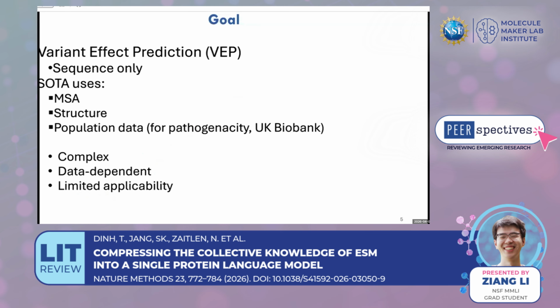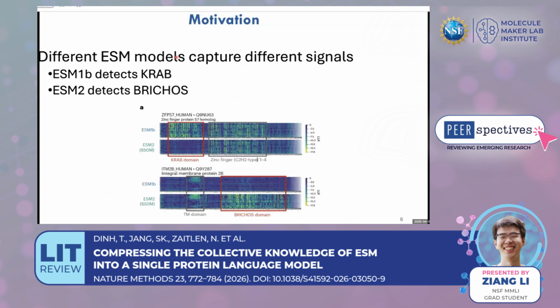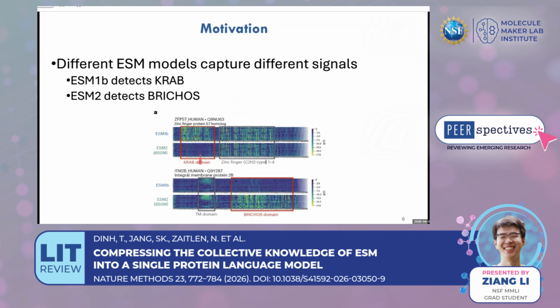But recently they showed that even sequence-only models like ESM2 can perform quite strongly on the tasks that they have. One observation that they have is that different ESM models have already captured different signals in the proteins. For example, they show that the ESM1B model can detect the KRAB domain, which is shown here. This is a KRAB domain, and this heat map is the predicted scores of the ESM1B model and the ESM2 model. It shows that ESM1B can detect this domain, while ESM2 failed to do so.